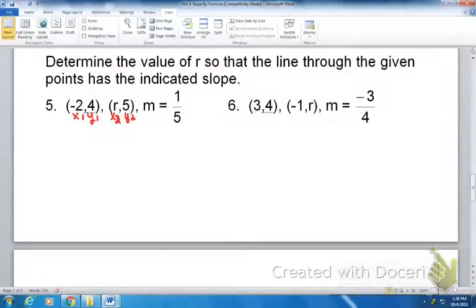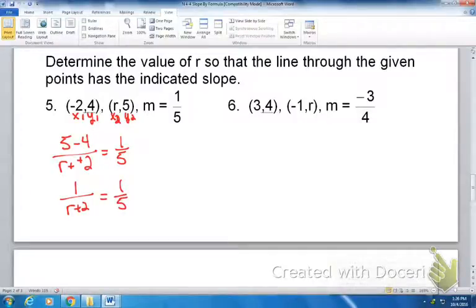So I have y2, 5, minus y1, 4, over x2, which is r, minus negative 2, which is x1. And I know that equals 1/5. Now, I want to do any arithmetic that I can, and I know that 5 minus 4 is 1 over r plus 2, and that equals 1 over 5.